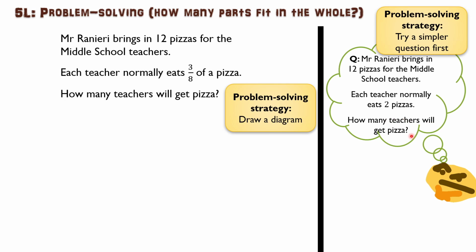What do you think? Well, there are 12 pizzas. Each teacher eats 2 pizzas, so 6 teachers will get fed. 6 times 2 is 12. How did I get the 6? Well, 12 pizzas divided by 2 pizzas each equals 6 teachers. So now I know that it's going to be a dividing question.